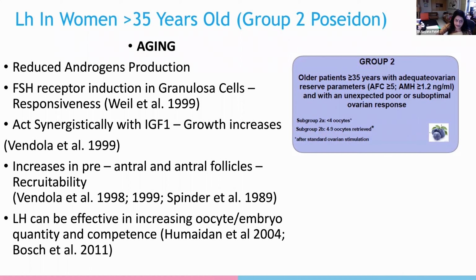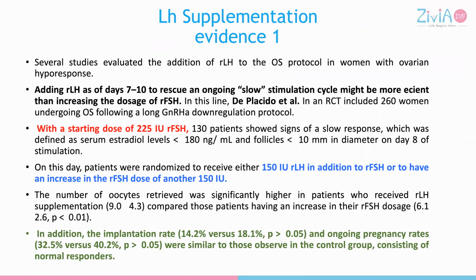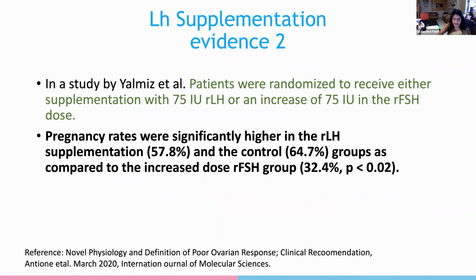In women more than 35 years of age, the androgen production is reduced, and hence the FSH receptor induction in granulosa cells by adding LH will become more responsive, and it can be effective in increasing the oocyte and embryo quantity and competence. This study shows that on day 7, if you see there is slow growth, a plateauing of the follicle, where the follicles you were expecting to reach 15, 16 have stopped at 12, 13 only, add LH rather than FSH. They have shown that adding LH had a better and higher ongoing pregnancy rate compared to adding just FSH.